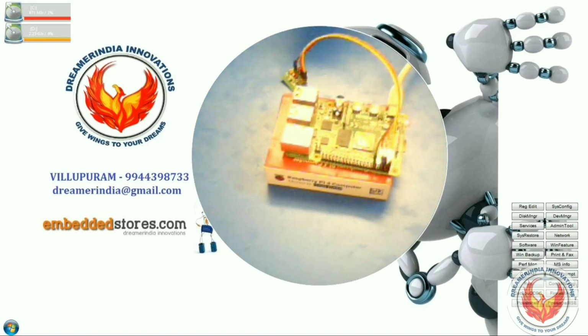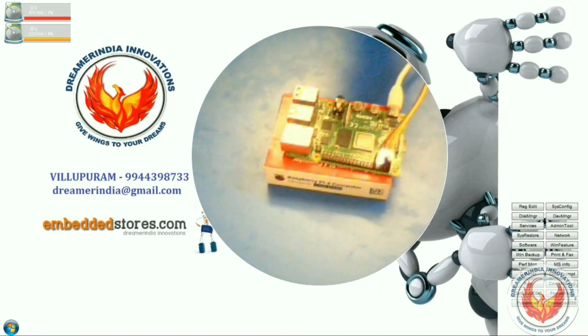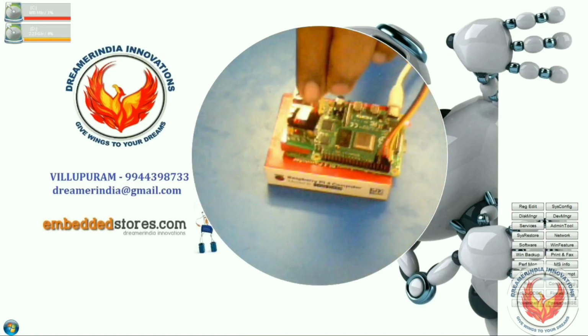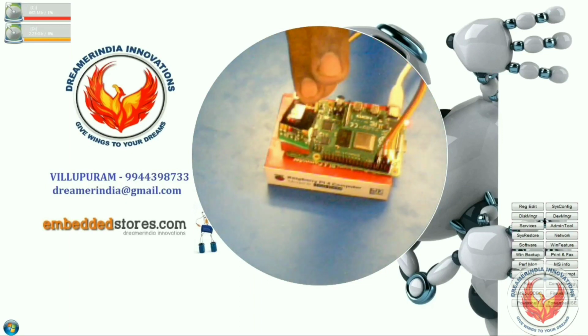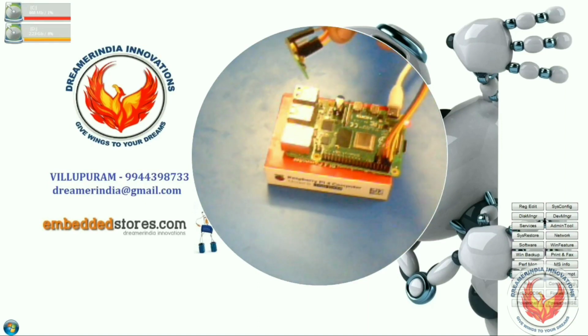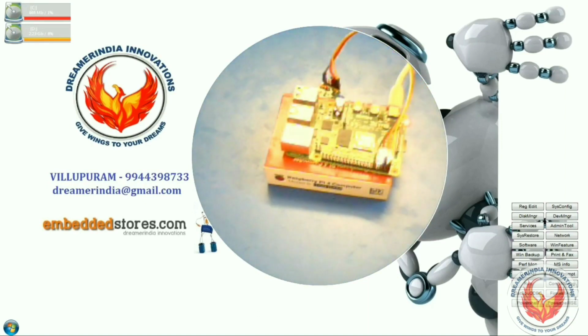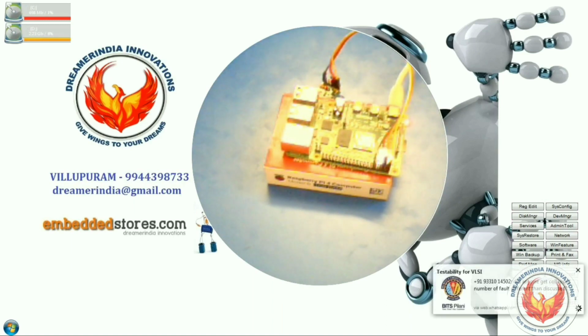Okay, so this is the MAX. As you can see, this is the MAX. It is very compact. The MAX30100 sensor is very compact, and it is based on I2C communication. We are going to connect this with the Raspberry Pi using I2C communication.